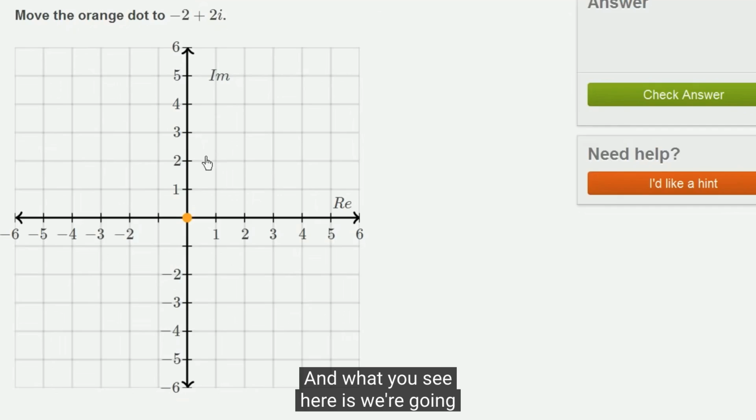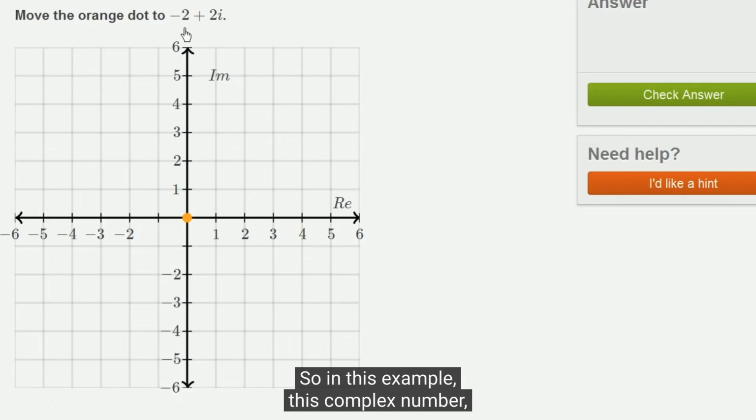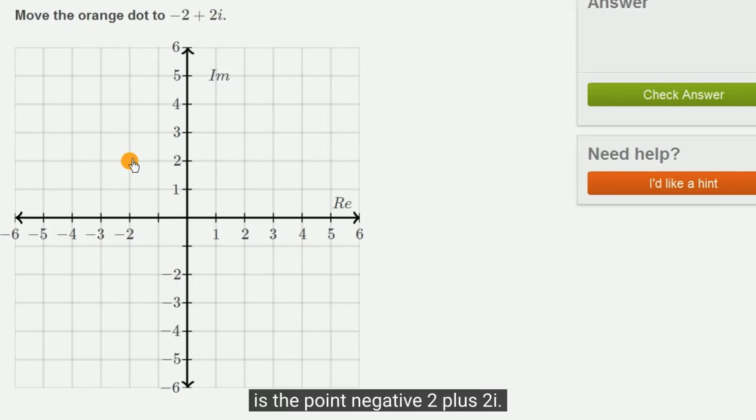And what you see here is we're going to plot it on this kind of two-dimensional grid, but it's not our traditional coordinate axes. In our traditional coordinate axis, you're plotting a real x value versus a real y coordinate. Here, on the horizontal axis, that's going to be the real part of our complex number, and our vertical axis is going to be the imaginary part. So in this example, our real part is the -2, and then our imaginary part is a +2. And so that right over there in the complex plane is the point -2 plus 2i.